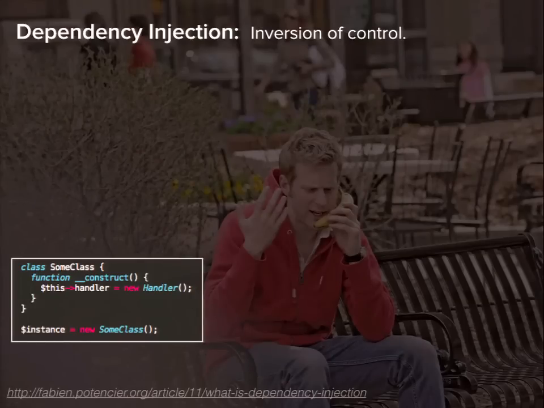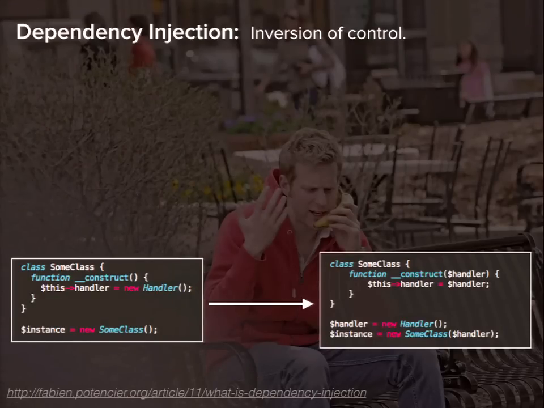The inversion of control here is basically that the calling user is instead defining what the dependencies are. So in my sum class, if I had written it in such a way that the constructor just accepts the handler object, and I simply assign it within, then the calling user can instantiate their own handler and pass that into my sum class. So now who has control? It's not my class anymore. It's the developer.